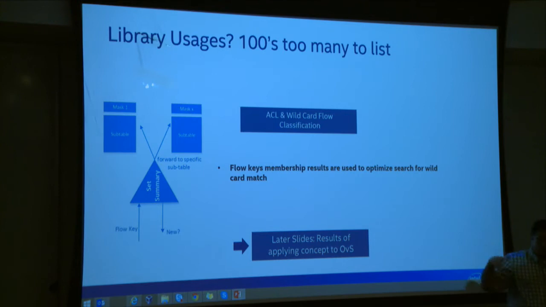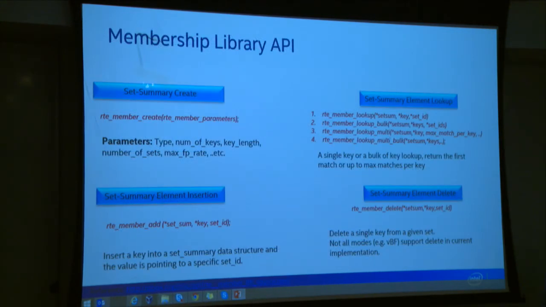Another example that I will give more details on is wildcard classification. And this is related to the OVS work that we have done. So let's jump to the OVS work, but first, before jumping to the OVS work, the API for the library itself.